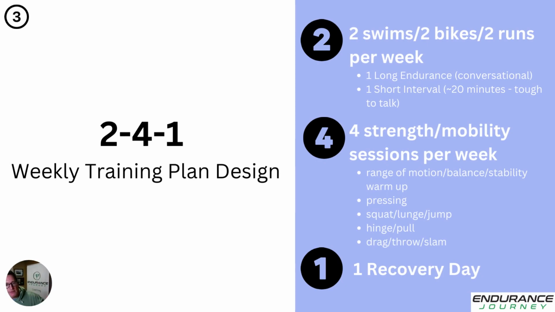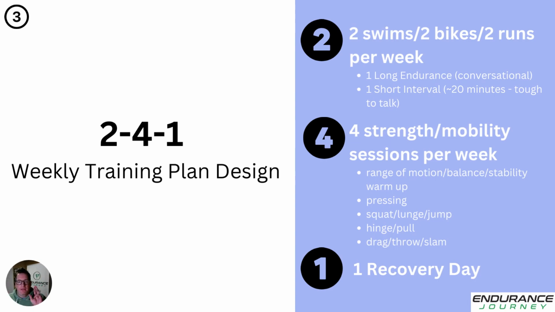So we've figured out our available training time. We've categorized our events. Now let's start to put our training plan together. And one of the simplest ways to put a training plan together for triathlon is using a 2-4-1 design. And how this works is 2 stands for 2 swims, 2 bikes, 2 runs per week.